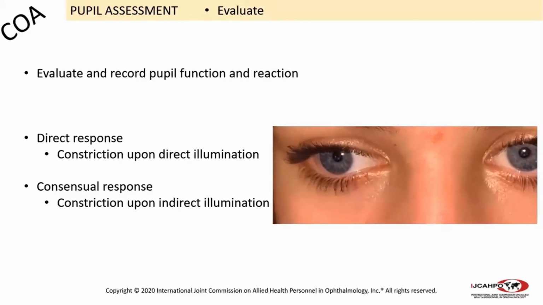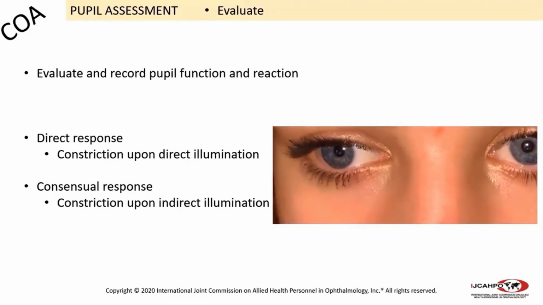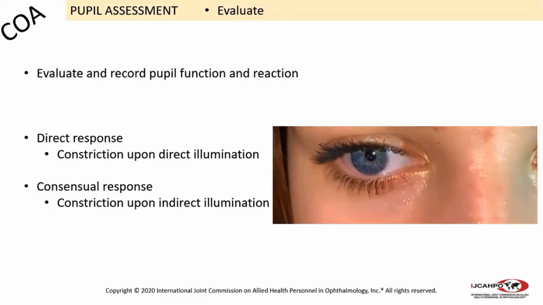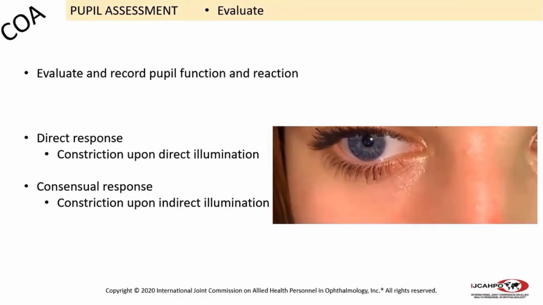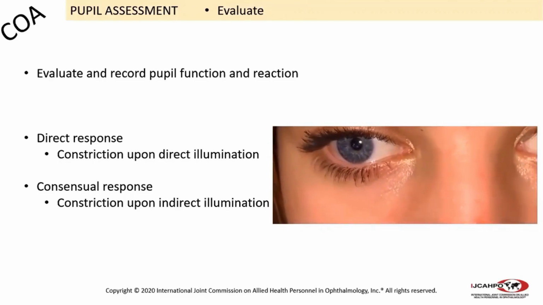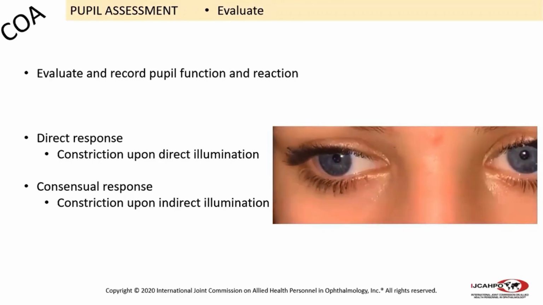So in this picture, you can see that upon direct illumination, the other pupil also constricts. So direct response and then consensual response from the other pupil.